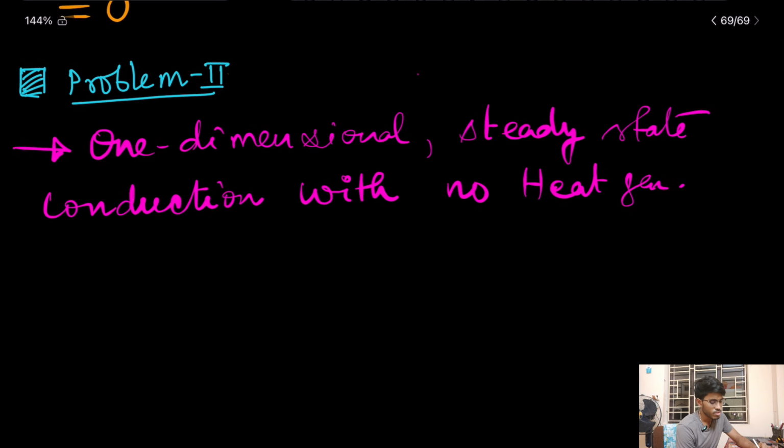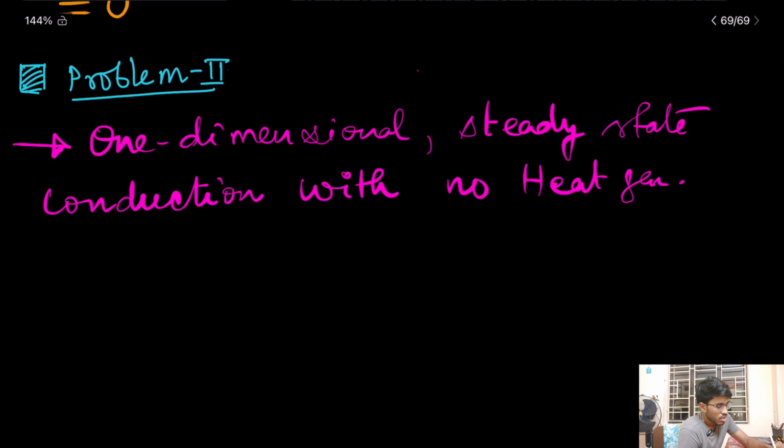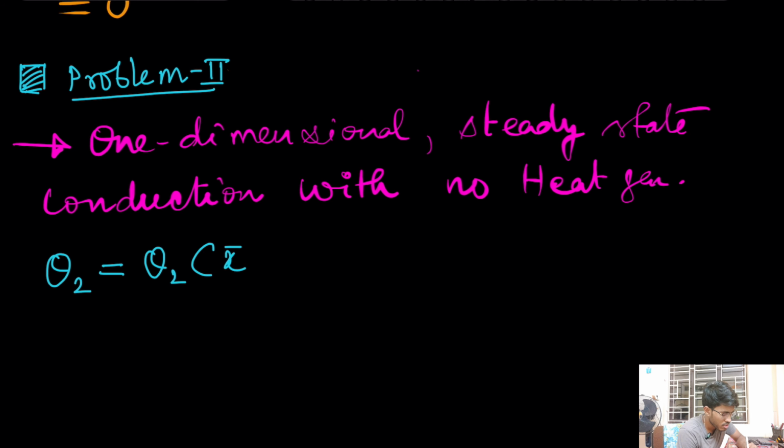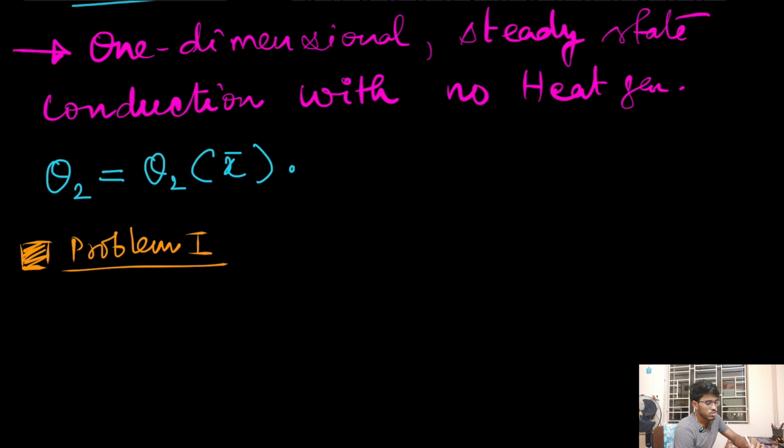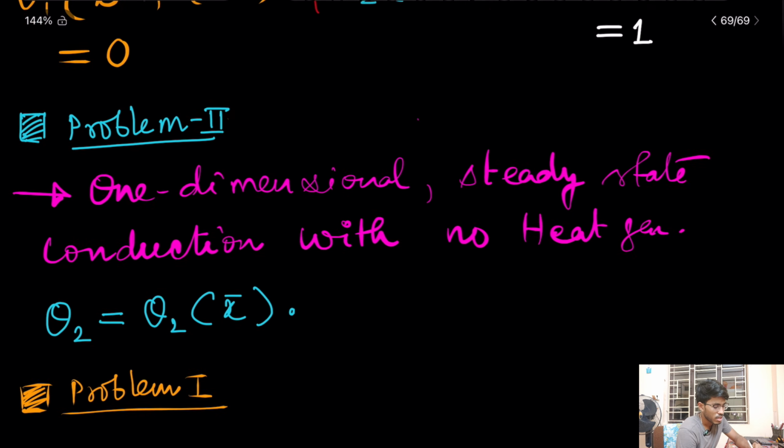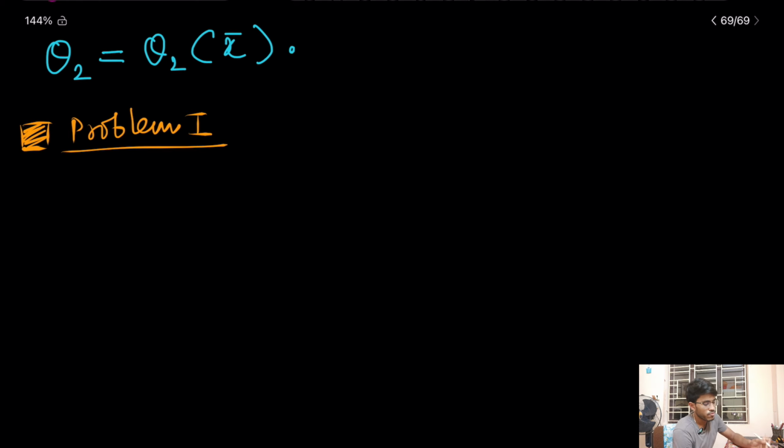Right, so this is your homework to solve. Let us say that we know this solution as theta 2 is equal to theta 2 of a, which is a function of x bar. So now let us solve problem 1. This is the main challenge. Some of the steps I have already done previously, so I will do it very quickly.